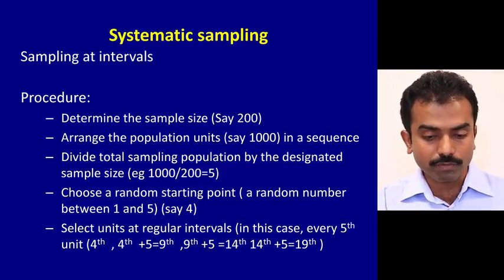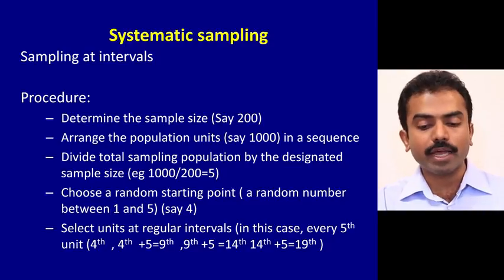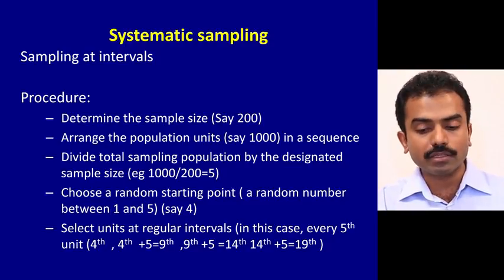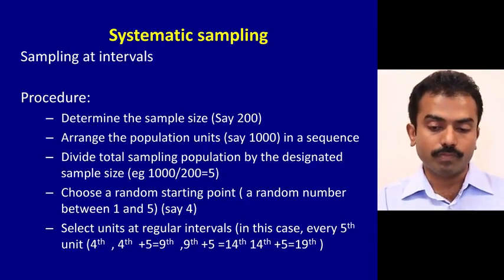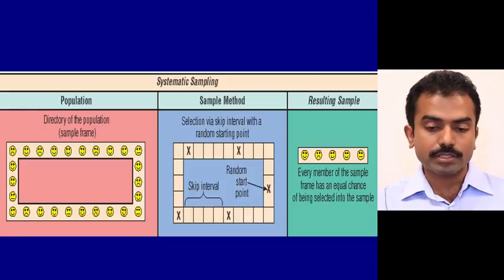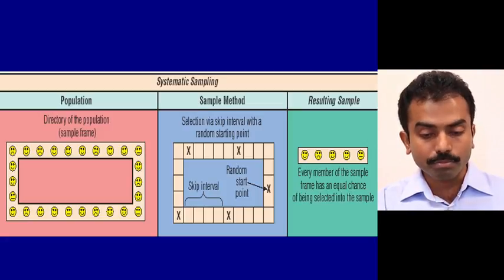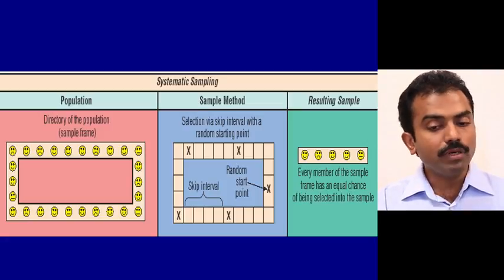So the first unit is the 4th one, then you add 5, 9th one, add another 5, 14th one, and 19th one, and so on. So this is systematic random sampling. You have the population, you don't have to list all the units in this sampling frame.